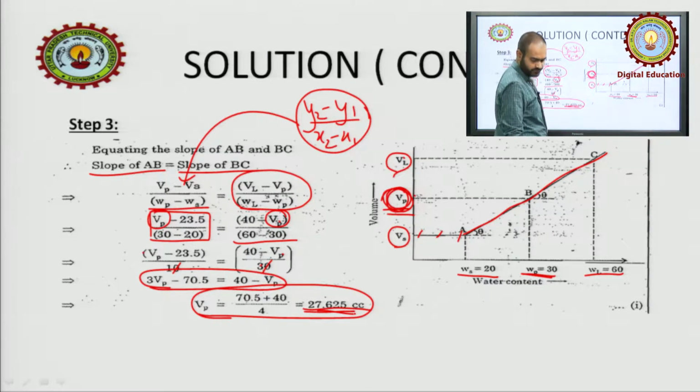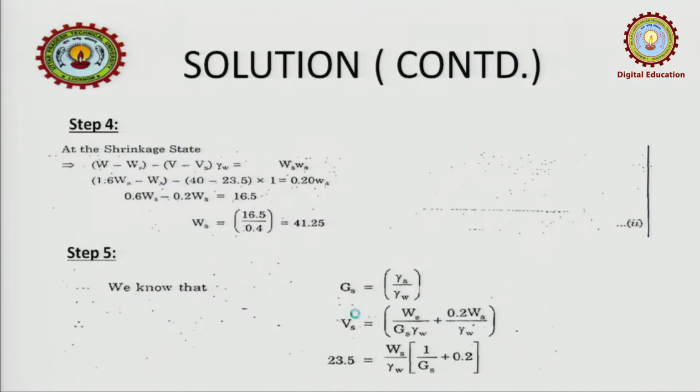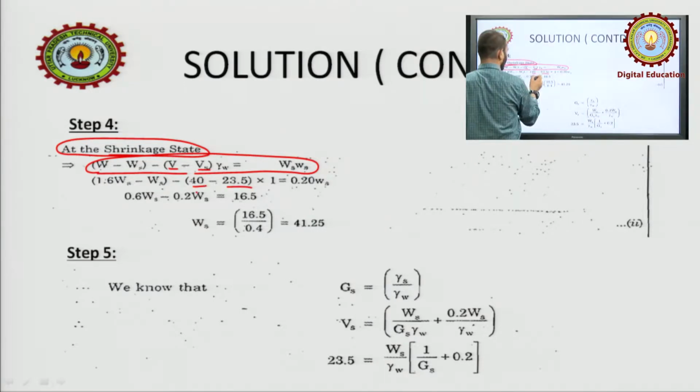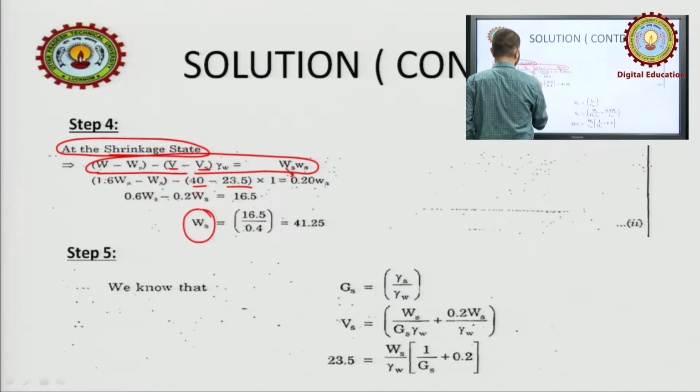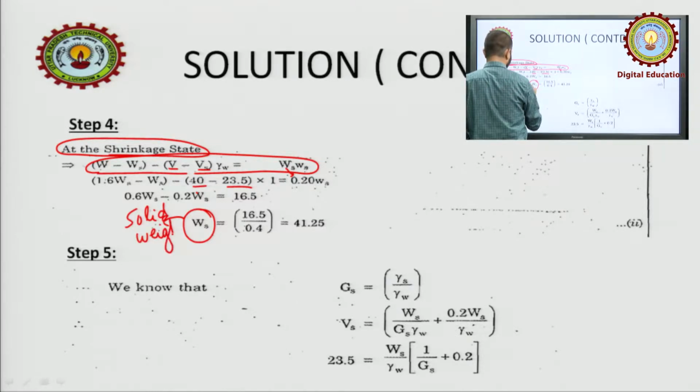Let's move forward. Then what we will now do at shrinkage limit. At the shrinkage state, they have used this equation. Just put your values. You already know what is V, what is Vs, the total volume at the shrinkage limit, and Ws you know. So you can just put the values to find out Ws. This is Ws, meaning this is the solid weight.